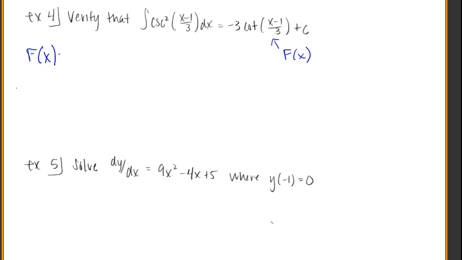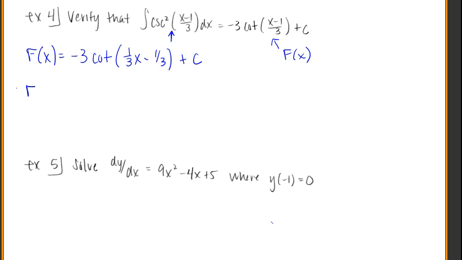So f of x technically is negative 3 cotangent. I'm going to write that as 1/3 x minus 1/3 and then plus c. So now we're going to take the derivative of this and hope that by the time I'm done with the derivative, I've got this thing sitting right there.